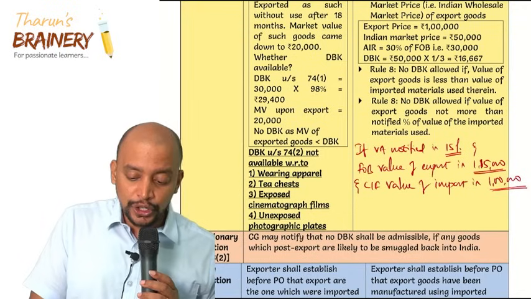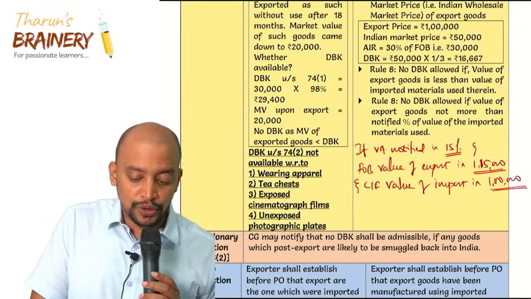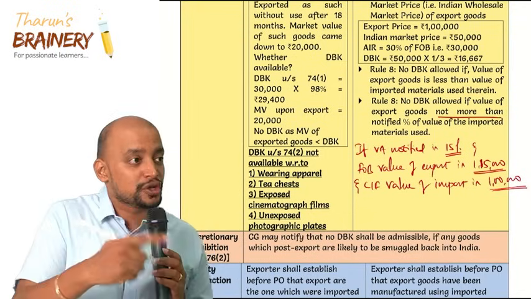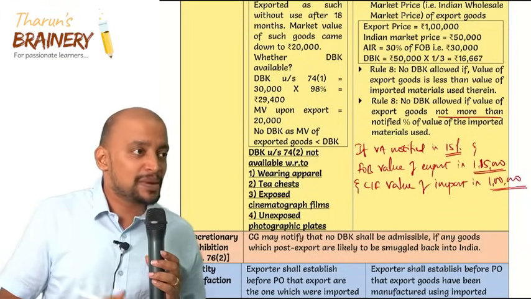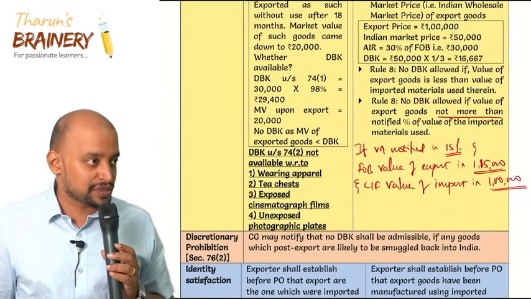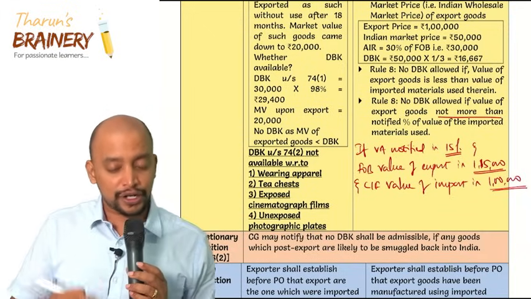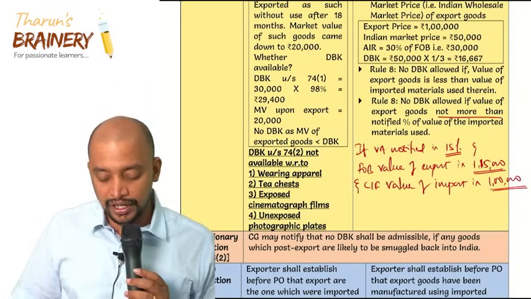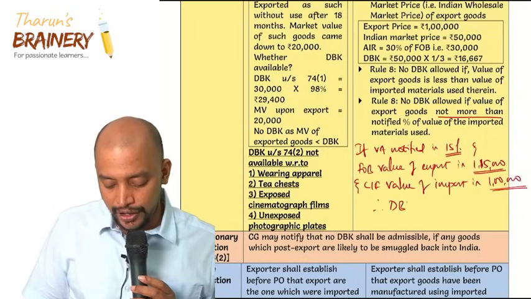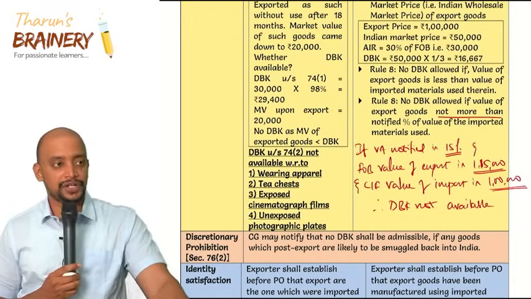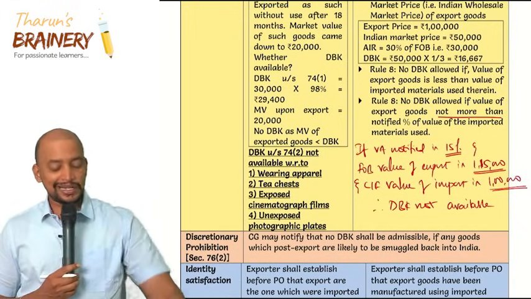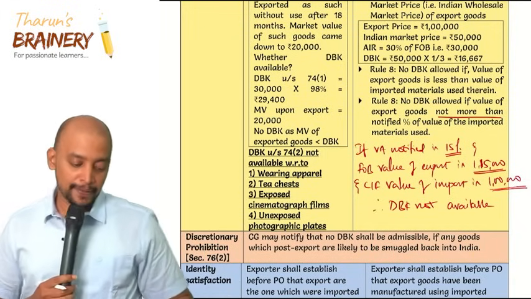See here. No duty drawback allowed if the value of export goods is not more than, actually it should be more than. You have exactly achieved 15%. So 1 lakh plus 15%, 1,15,000, you will not get duty drawback. It should be more than 1,15,000. Therefore, duty drawback not available, because you just achieved the value addition. It should be more than that. Then only you will get duty drawback.